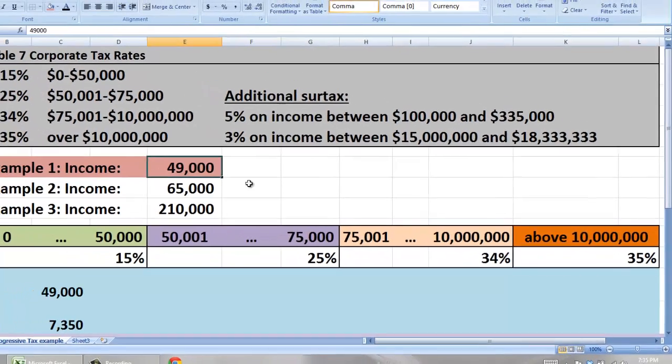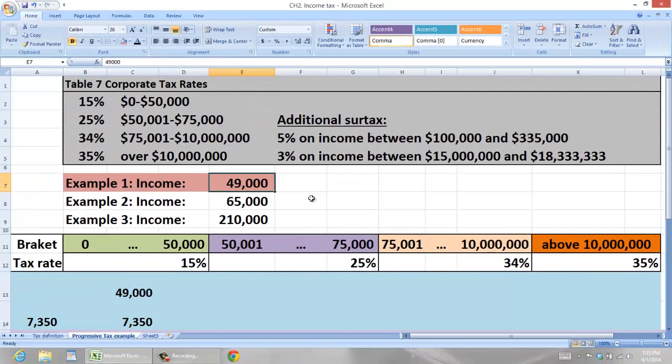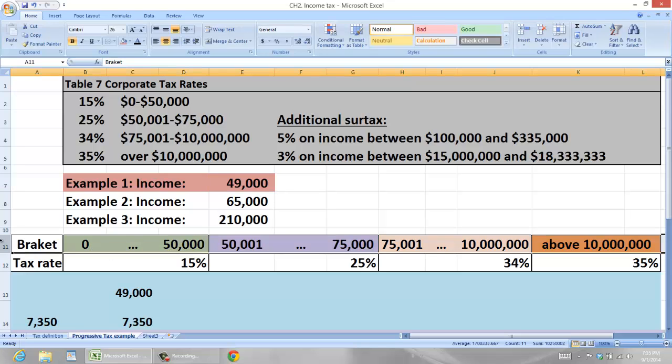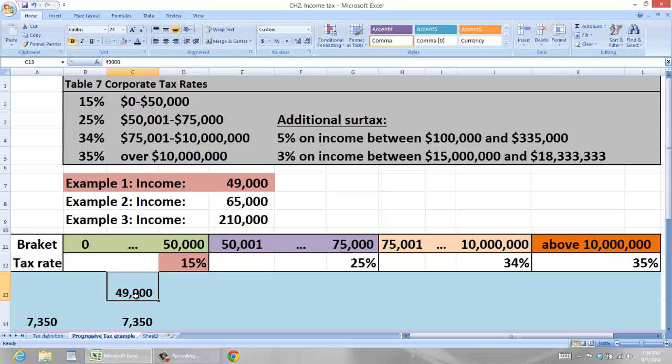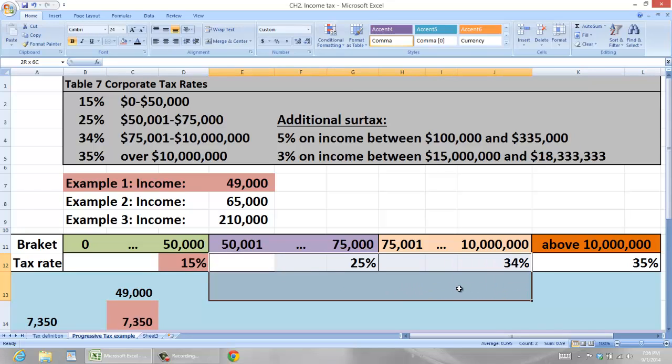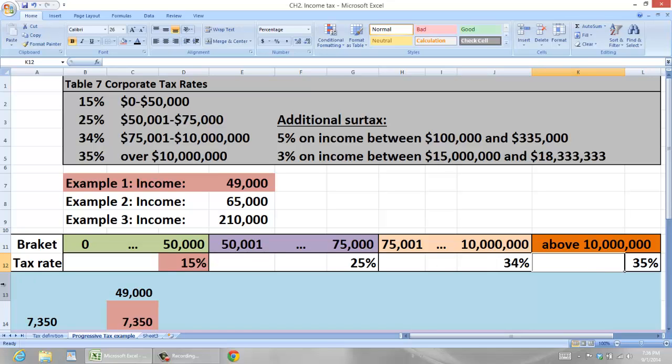Now, in the first situation, our income is 49,000, right? So the first step is to identify where it falls in those brackets. Definitely, 49,000 is between 0 and 50,000, so you only have to worry about the tax rate of 15%. Your total tax equals 49,000 multiplied by 15%, and it is 7,350, and that is your total tax. You don't have any dollar or any income falling in the other ranges, so you don't have to worry about 25, 34, 35. Okay, very simple.